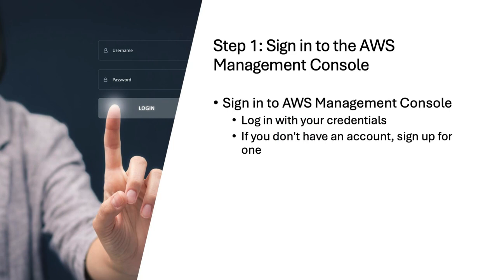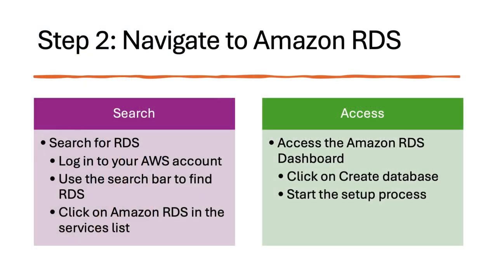To begin, sign into your AWS Management Console. If you don't have an account, you'll need to sign up for one. Log into your AWS account, search for RDS, and click on the Amazon RDS in the services list. In the Amazon RDS dashboard, click on Create Database to start the setup process.